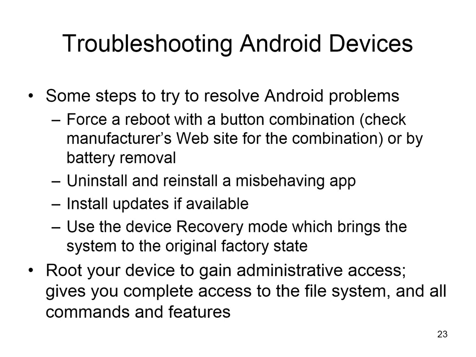Rooting is a process of obtaining root or administrator privileges to an Android device, which then gives you access to the entire file system. In this case, that includes both folders and files, and all commands and features. To root a device, you download and use third-party software. The process takes time and might even involve restoring the device to a factory state.